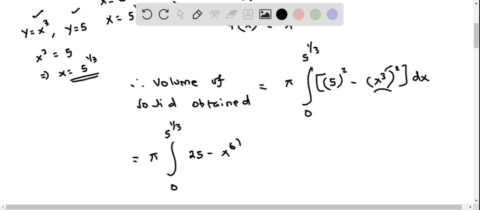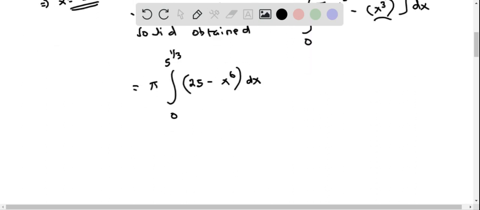So this one is x power 6. Then we put dx. Now we integrate each term inside the bracket. The integration of 25, which is a constant, is 25x, minus the integration of x power 6, which is x raised to the power of, we add 1 to the power, so 6 plus 1 is 7, divided by the same number 7.